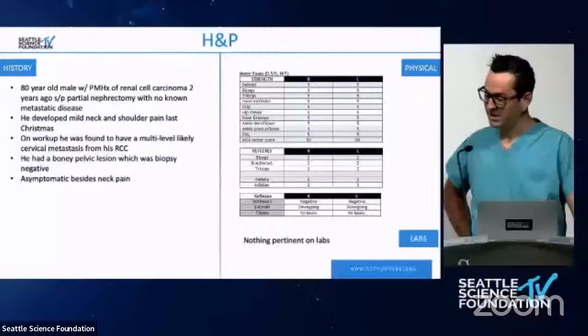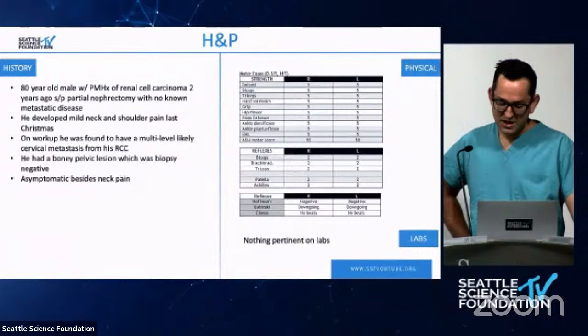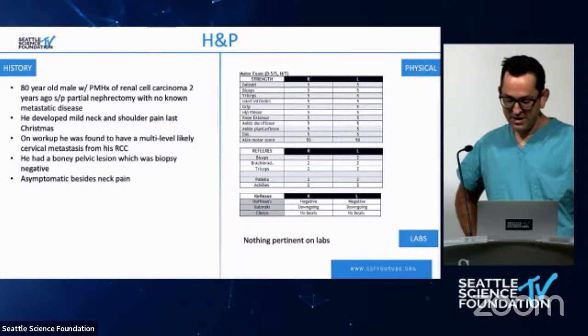So I'm presenting a case, an 80-year-old gentleman that came to our clinic. Prior history, more distant, 20 years ago, prostate cancer, well-controlled, his PSA levels were normal, essentially been lost to follow-up for that because it was no longer an issue for him. More recently, he developed renal cell carcinoma 2 years ago, had a partial left-sided nephrectomy. No known metastases, but he said he'd never had any oncology follow-up, which was kind of interesting.